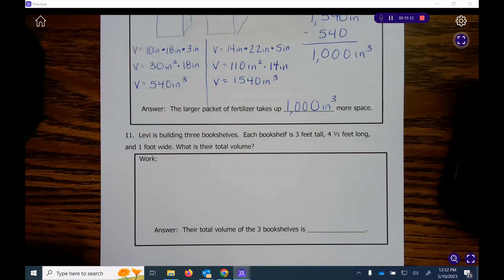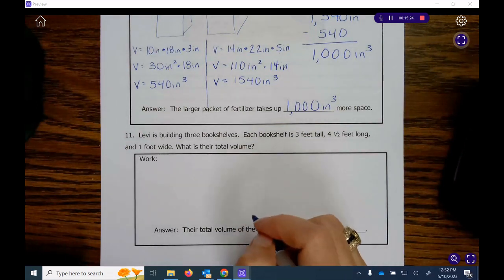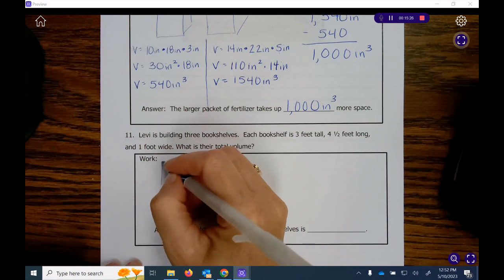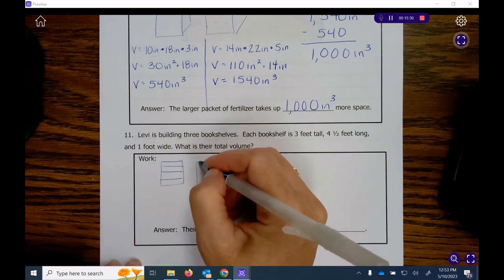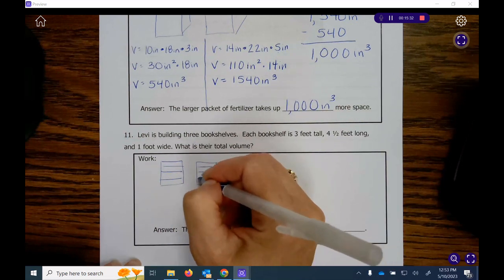Levi is building 3 bookshelves. Each bookshelf is 3 feet tall, 4.5 feet long, and 1 foot wide. What is their total volume? So he has 3 bookshelves, and I'm going to draw them. And I do think drawing helps.